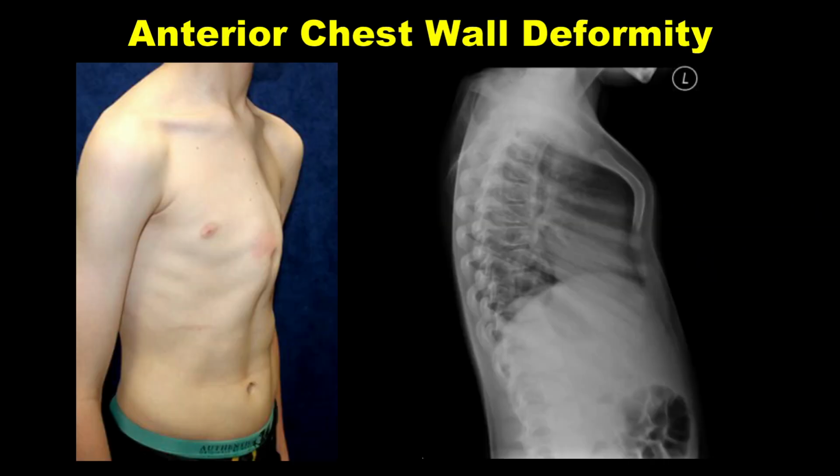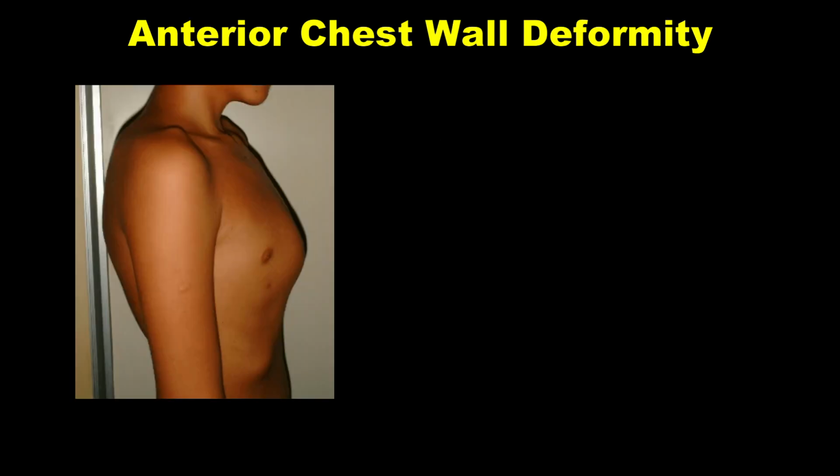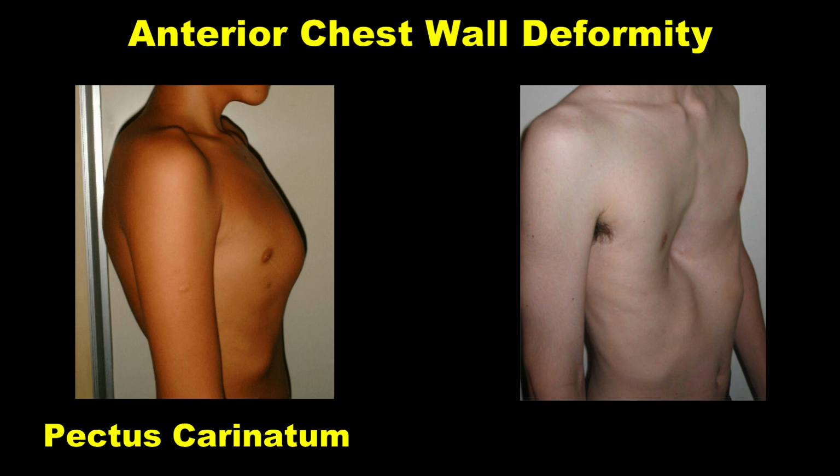Secondly, anterior chest deformity may occur due to excessive growth of the ribs. It can cause the sternum to push outwards. This is called pectus carinatum, or it may cause the sternum to push inwards, which is called pectus excavatum.